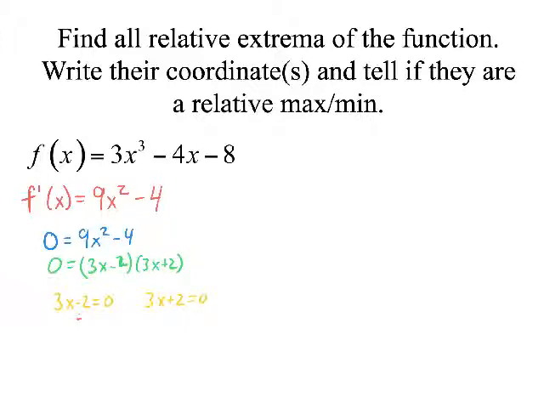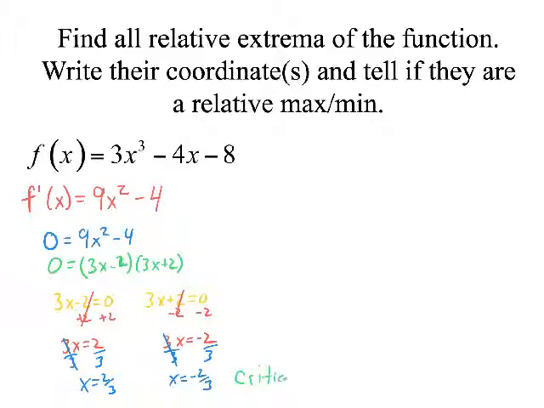So when I solve this, I add 2 over, I get 3x equals 2. You subtract 2 over, you get 3x equals negative 2. And then you divide each of these by 3, and you get x equals 2/3 and x equals negative 2/3. These are both critical numbers. These are spots that could be relative maxes or mins. Our next thing is to see if they are maxes or mins.